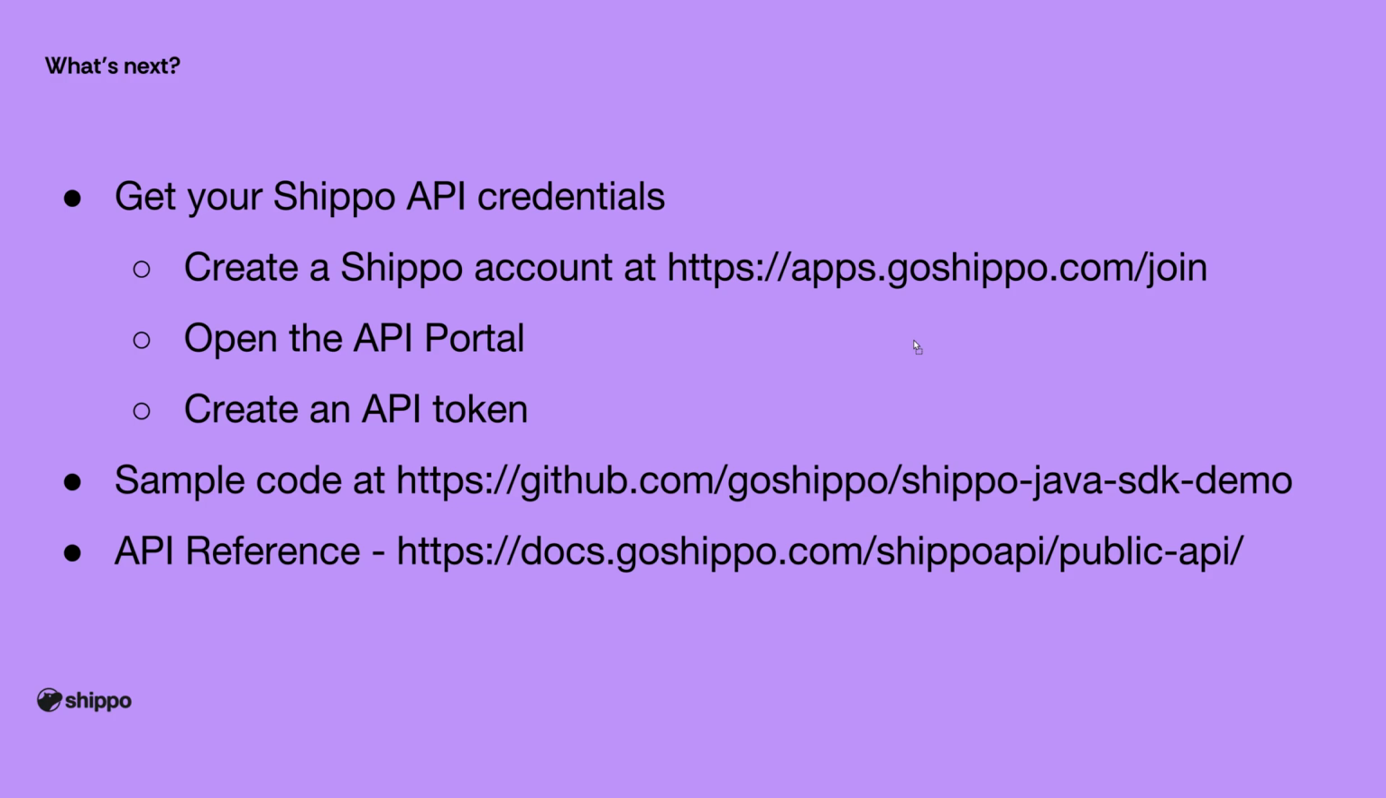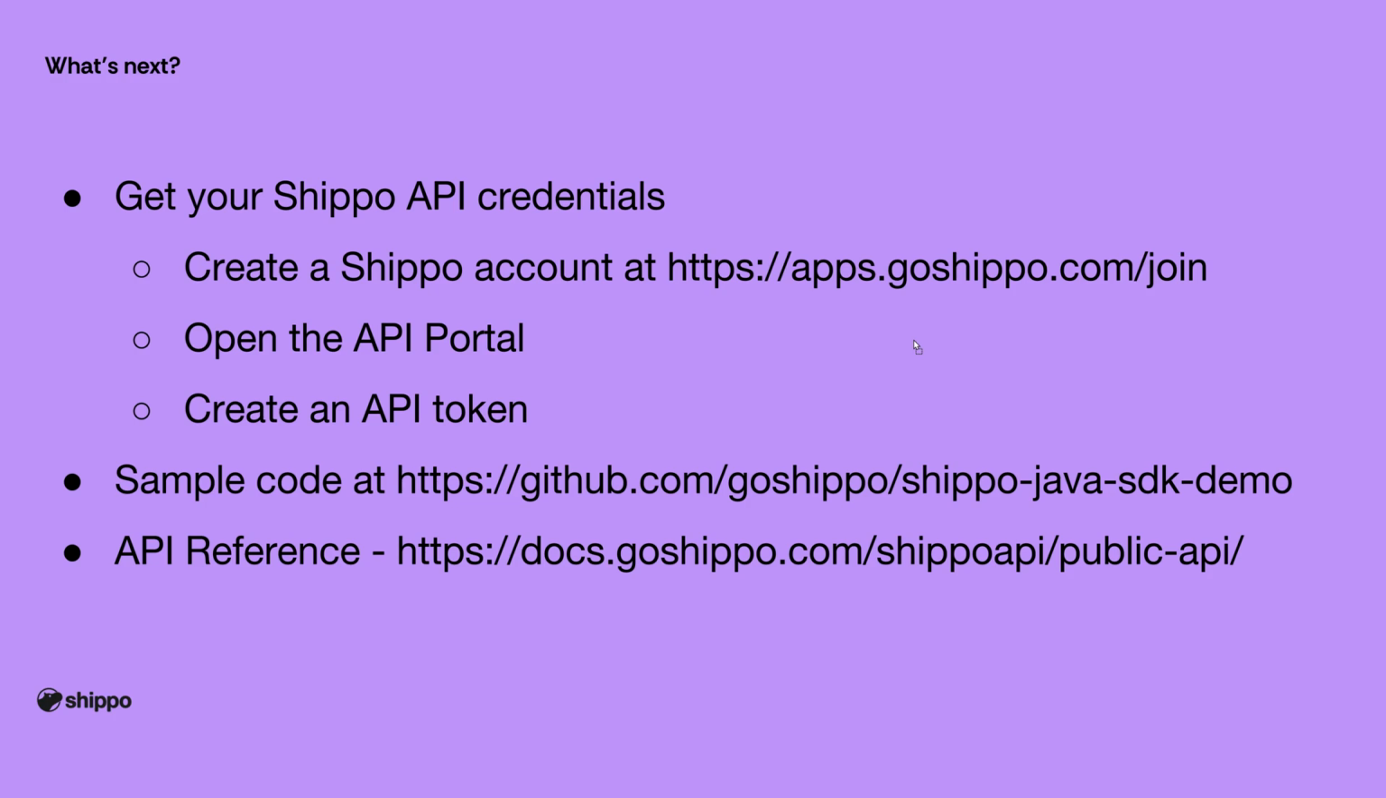Once you feel that your code is functioning properly, that's the point at which you can switch over to using a production API token. If you'd like to see the code that we were working on today, you can go to our GitHub repo to download a copy of this code. If you go to goshippo/Shippo Java SDK demo, you can get a complete copy of the code that we're using in this video.